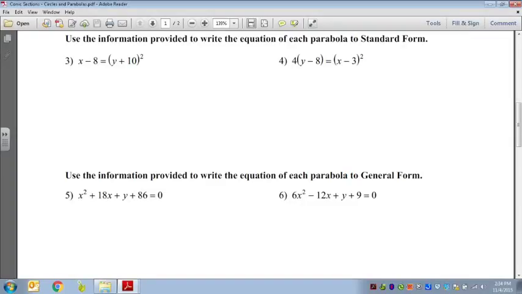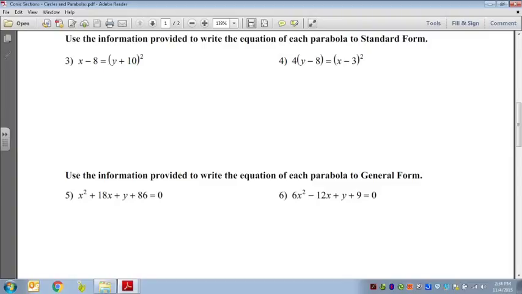All right, here's a video that describes writing conic section parabolas in two different forms. You'll notice numbers 3 and 4 are in general form that we're going to move to standard form. And then numbers 5 and 6 are in standard form, and we need to move them to general form. Okay? So I only do one of each problem. Let's start with number 4 here.